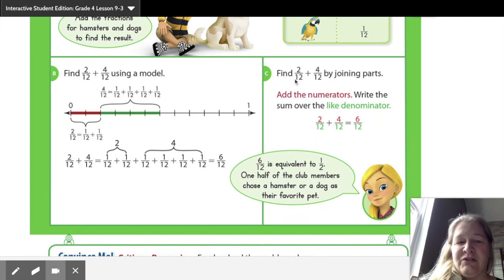But if we look at it just as the fraction, we've got 2/12 plus 4/12. We called these like denominators because we're using the same whole number. So all we need to do is add the numerators and then write the sum over that same or like denominator. This is good to remember too. 6/12 is equivalent to 1/2. So 1/2 of the club members chose a hamster or a dog as their favorite pet.